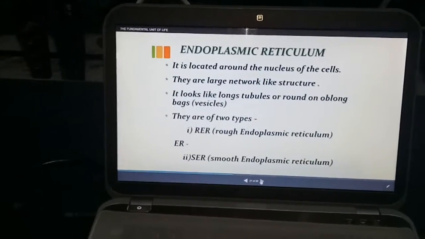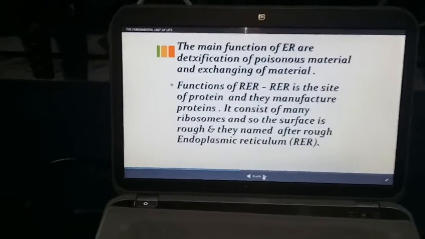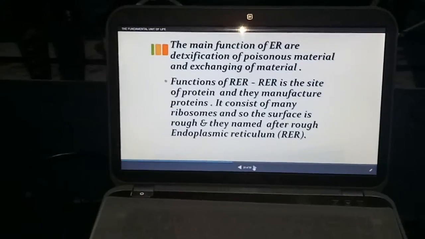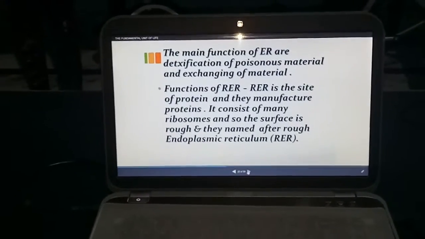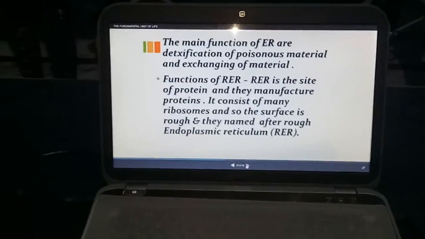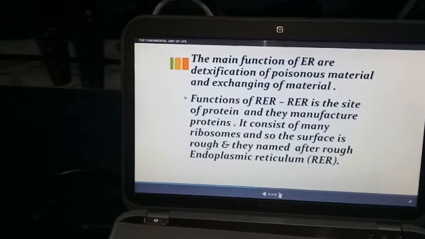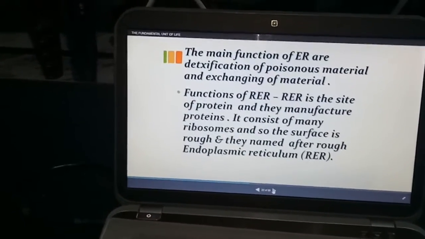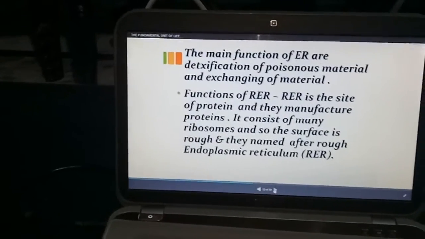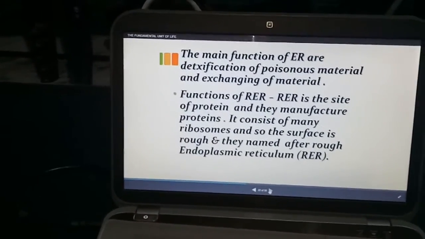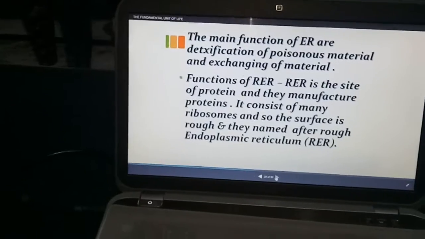The main functions of ER are the detoxification of poisonous material. The body has toxic materials, and the ER detoxifies the poisonous material. And the RER is responsible for the synthesis of protein. Protein is synthesized in the RER.